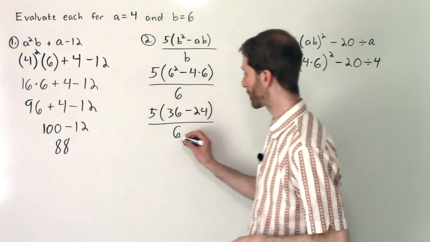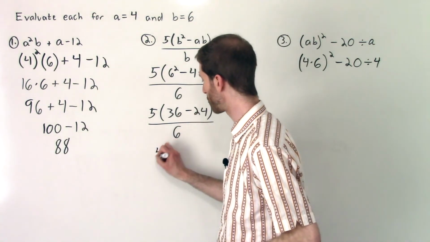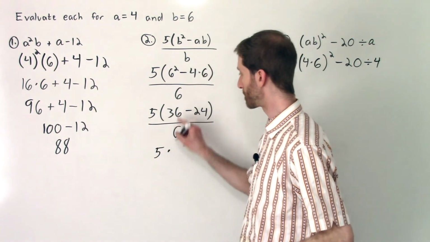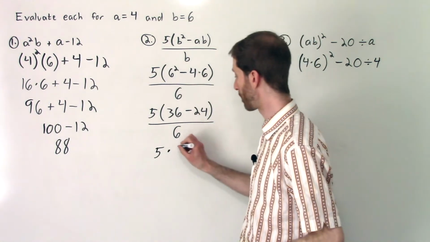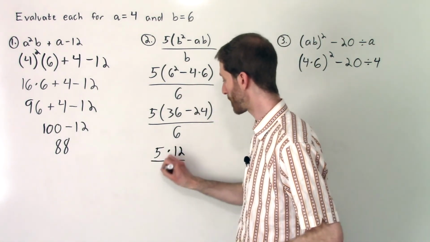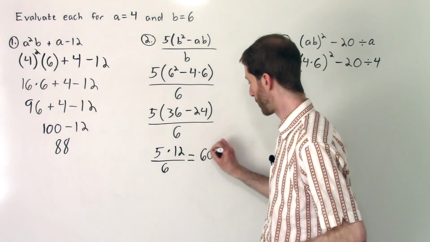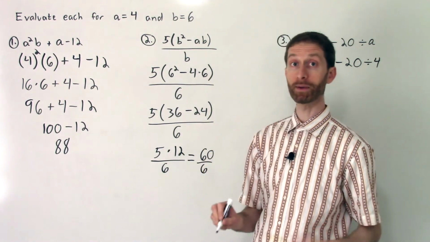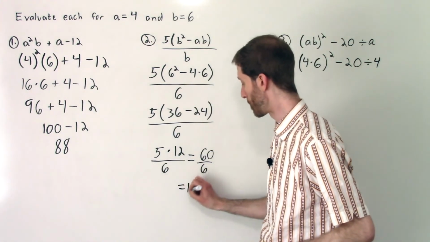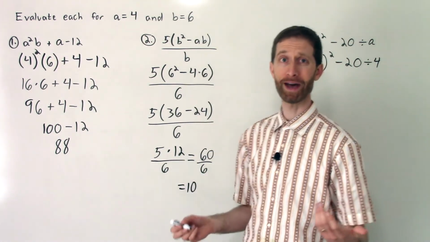Now we do subtraction up top, 36 minus 24, so that's 5 times 12 over 6. 5 times 12 is 60 over 6, and 60 divided by 6 is 10. Beautiful. It's not bad, right?